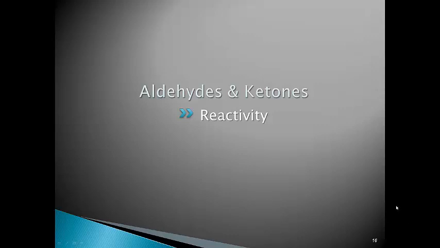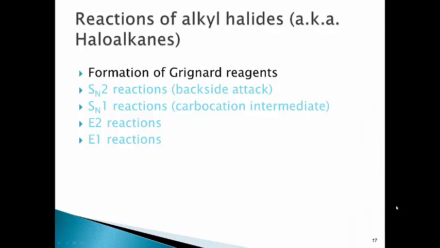Now let's look at aldehydes and ketones and their reactivity. The main thing that we haven't talked about from last time is the Grignard reagents. We talked about alkyl halides, but we didn't talk about the formation of Grignard reagents. But we did talk about SN2, SN1, E2 and E1. So first of all, we're going to finish off this section by talking about the formation of the Grignard reagents.